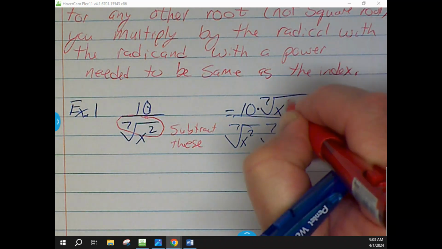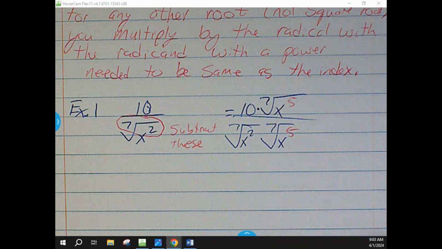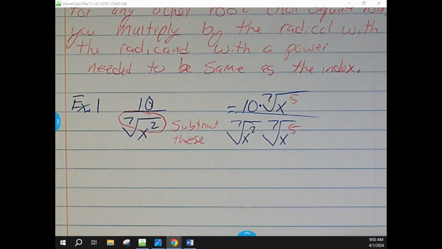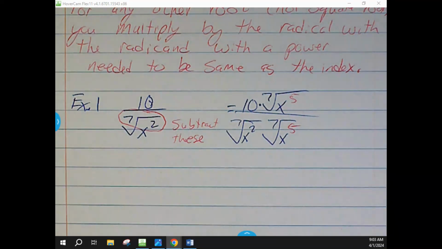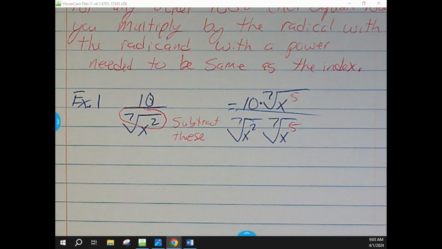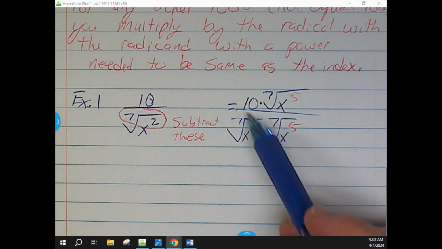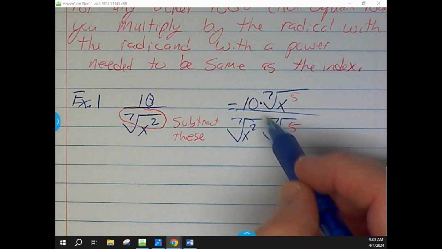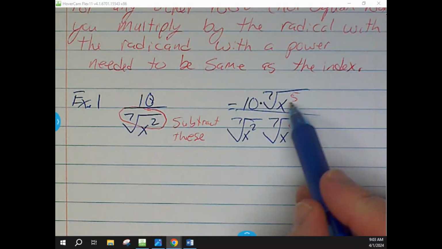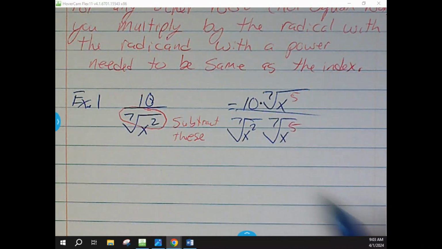And we're going to do the same thing on the top. We're going to go a little bit longer on this one just to make sure we got it. We'll show you shortcut-wise what we can do on the next ones. So we've got 10 over the seventh root of x squared. We're going to take the original problem, subtract these two, make it x to the 5th, and do that on the top and bottom.